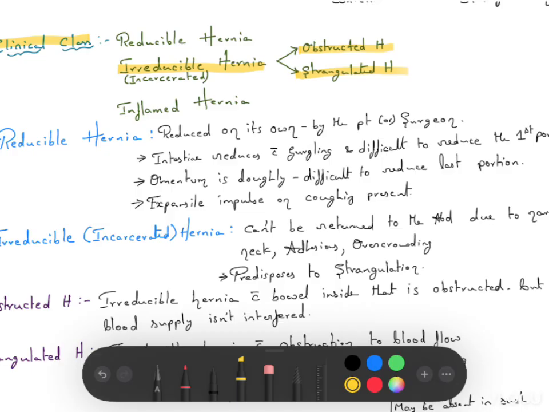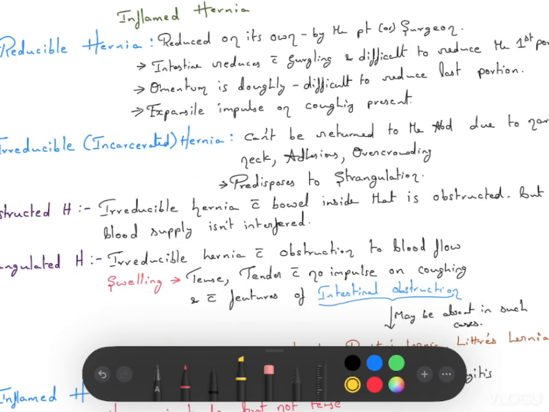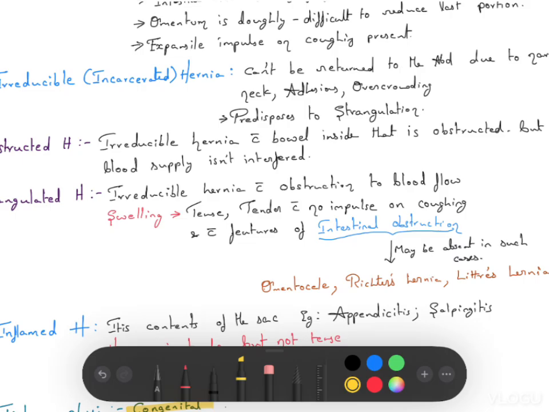So first one, reducible hernia. As I already mentioned, it will reduce on its own, or the patient or the doctor will try to reduce it manually. If it's not working, then we have to go with surgery. Next, intestine reduces with gurgling and is difficult to reduce in the first portion. Next, omentum is doughy and difficult to reduce in the last portion, and we can see expansile cough impulse present.